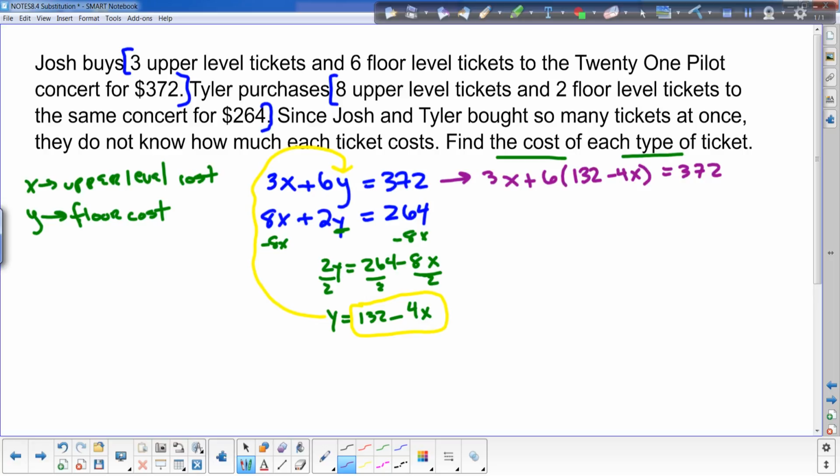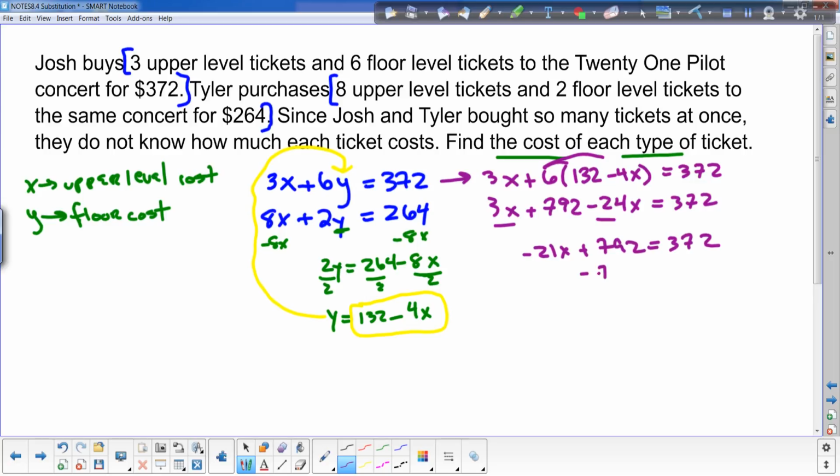You're going to need a calculator out for these. Whenever you have a number in front of the parentheses, we like to distribute. So I'm going to bring down the 3x, and then I'm distributing this. 6 times 132 is 792. Minus 24x. After we distribute, we like to combine things. So that's going to be negative 21x plus 792.